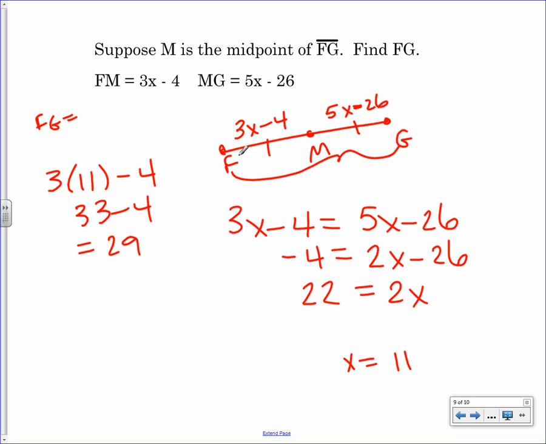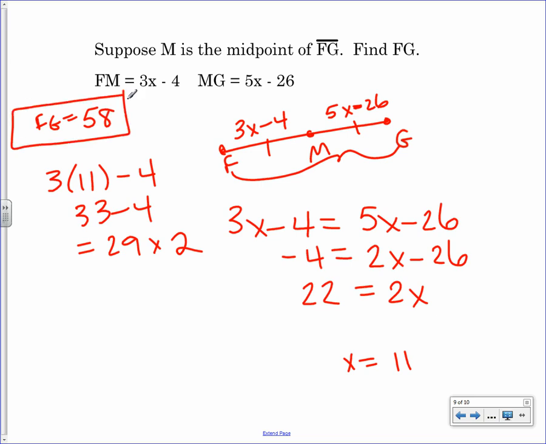How do I find the whole thing? 29 plus 29, 29 times 2, however you want to do that, right? And what do we end up getting for FG? Say it again? I heard 3 different answers. 58. Okay, it's all right.